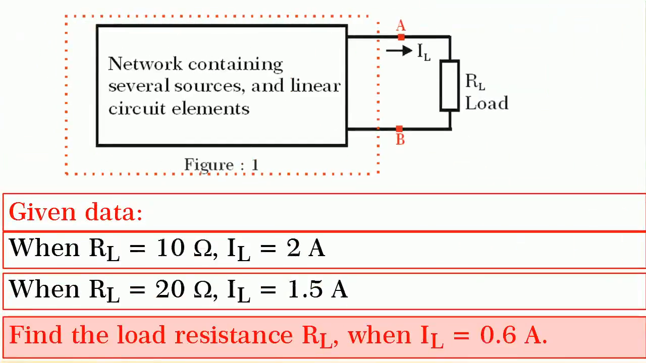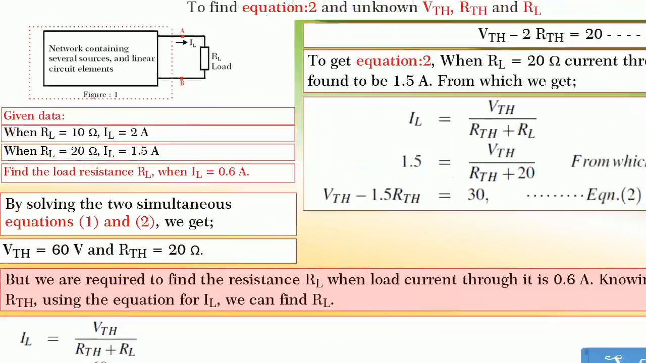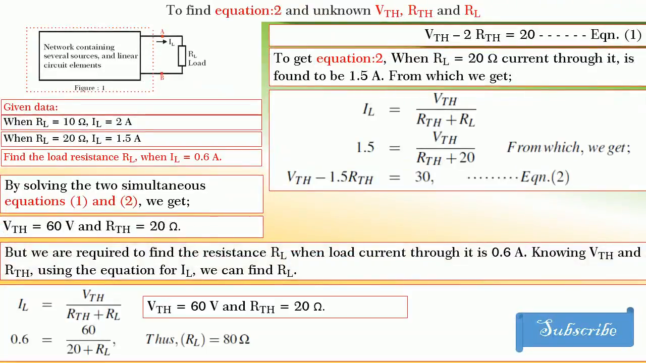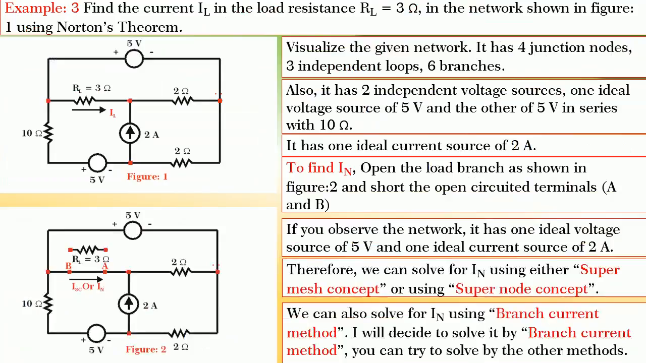But we are required to find the resistance RL when the load current through it is 0.6 amperes. Knowing V Thevenin and R Thevenin and using the equation for IL, we can find RL. By substituting the values, we get 0.6 is equal to 60 divided by 20 plus RL, and by solving it, we get RL is equal to 80 ohm. Friends, don't you feel that this is interesting?